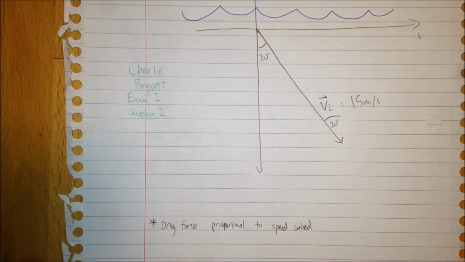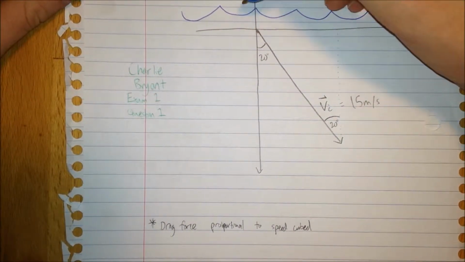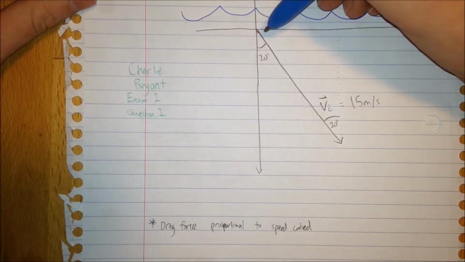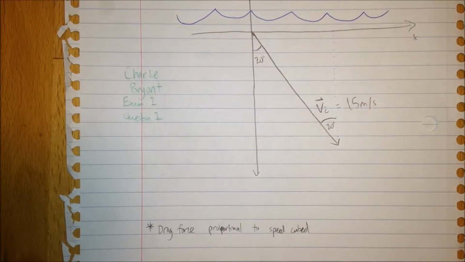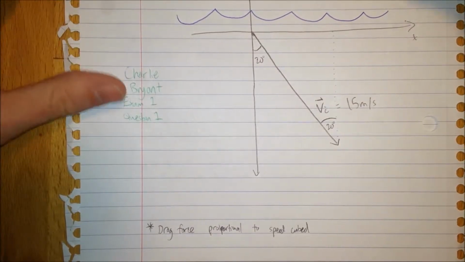This is exam 1, problem 1. So we have a pelican diving into the water at a 20-degree angle, and we need to write some Python code to update its position. The very first thing we need to do is figure out what its initial velocity is.